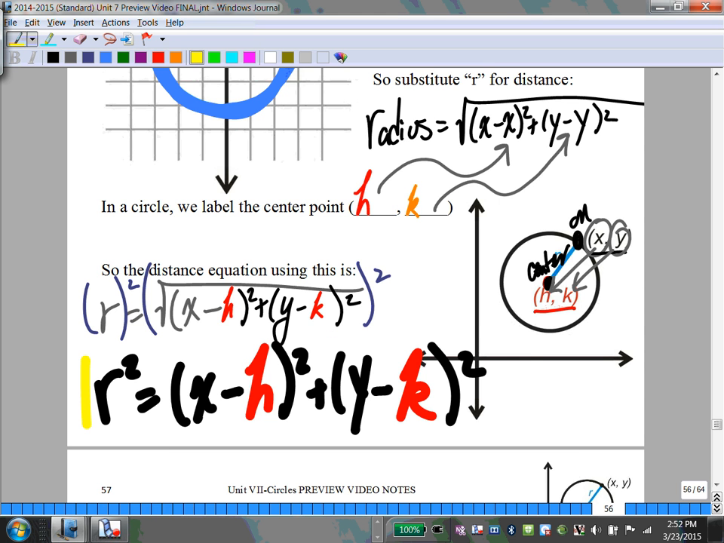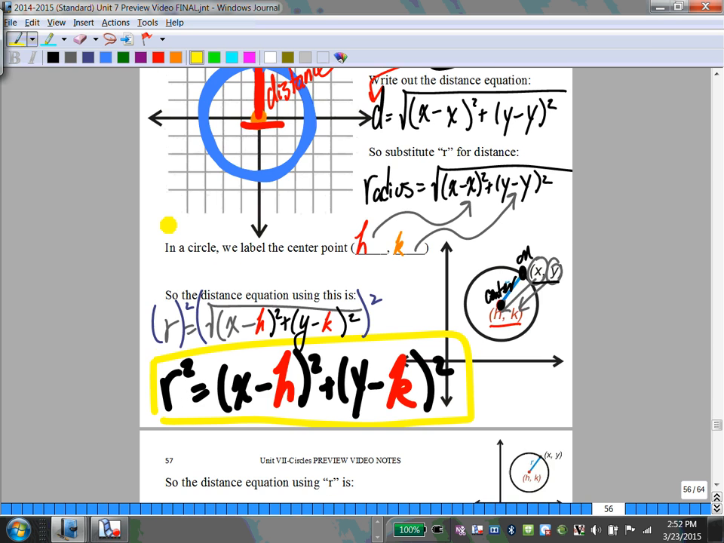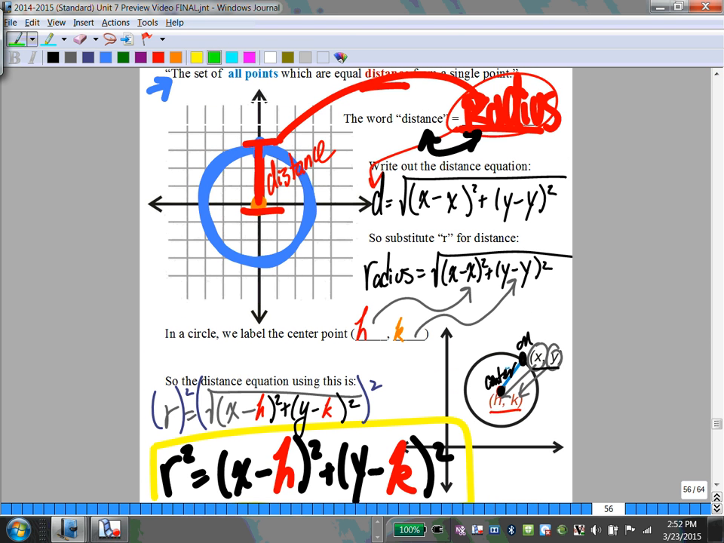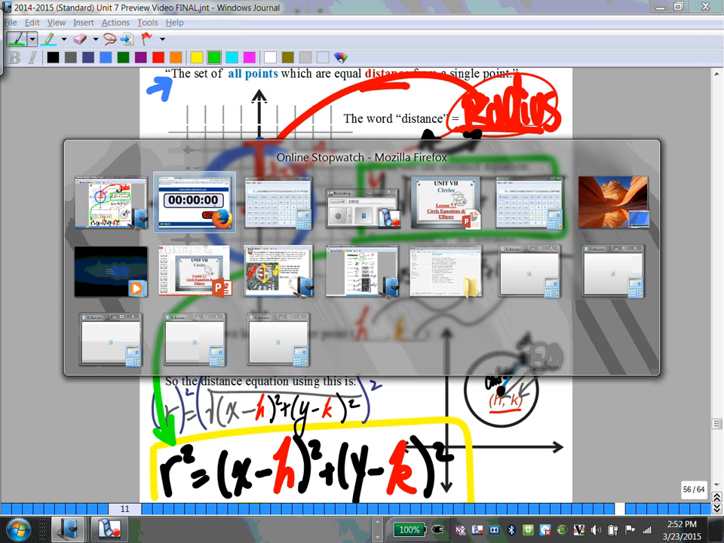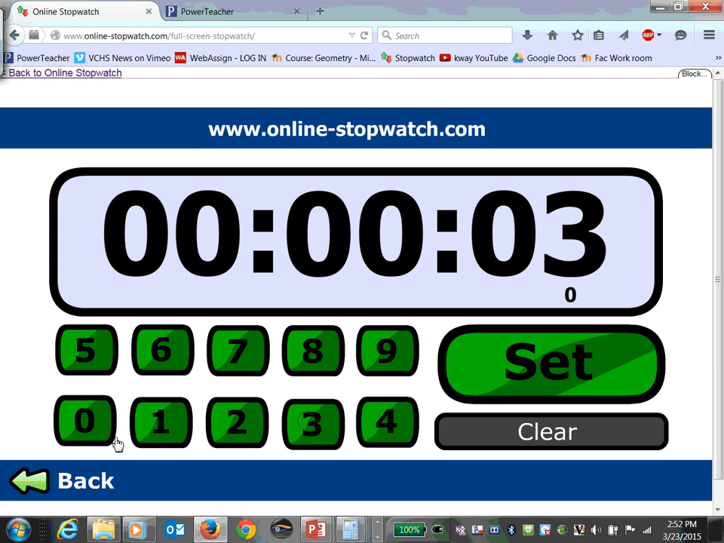I'm going to set the timer for 30 seconds. I want you to verbally recap to yourself how we got from the distance equation to that equation right there. Talk it through out loud, to yourself. How did we get from one to another? You have 30 seconds. Go.